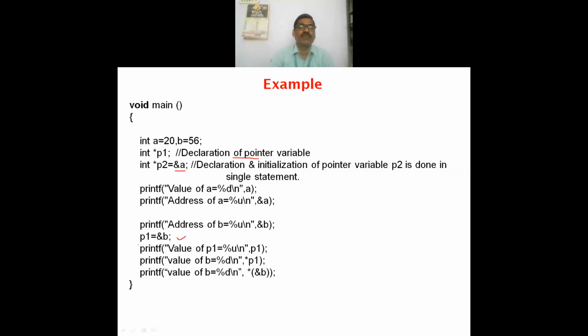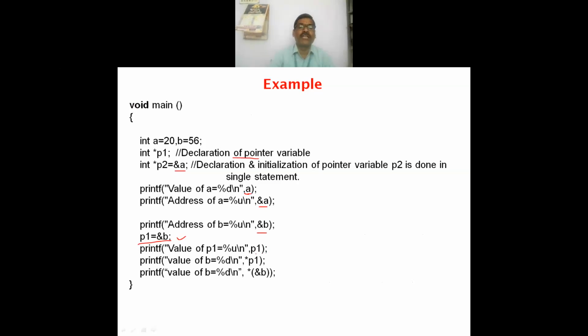So you can write like this: p1 equal to ampersand a, and you can print the value of variable a just simply by making use of a. Address of a you can print using the ampersand operator, ampersand a. Address of b you can print using ampersand b.